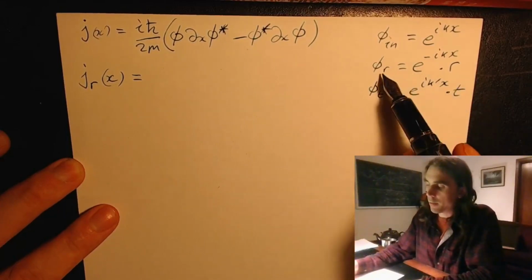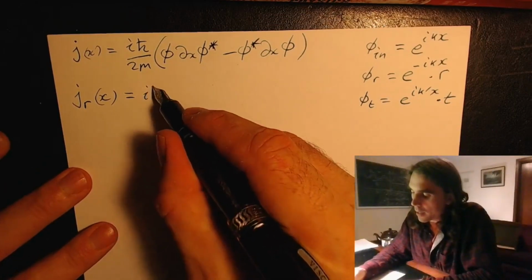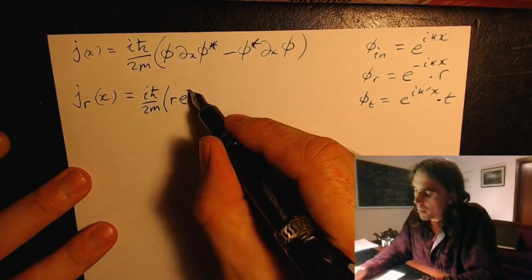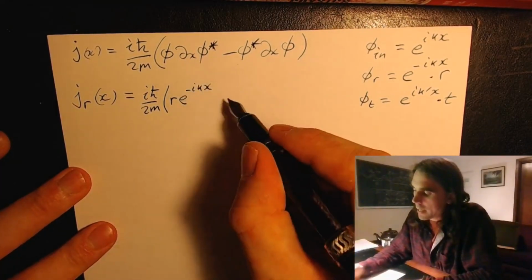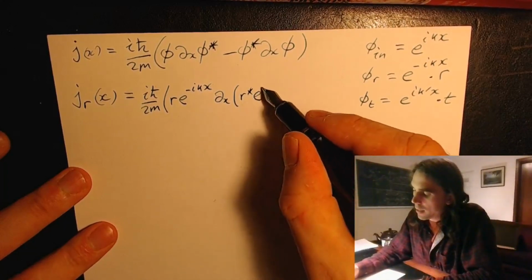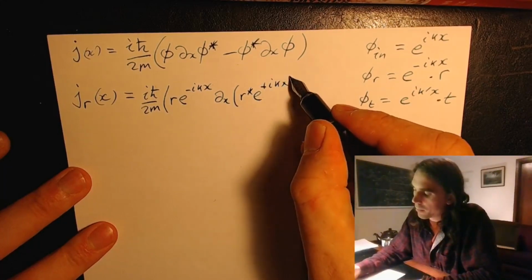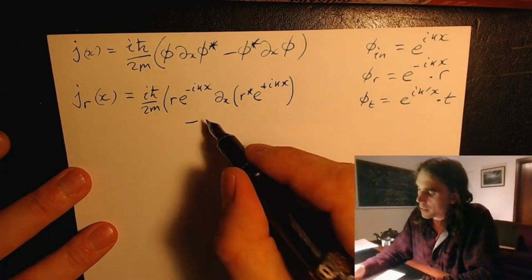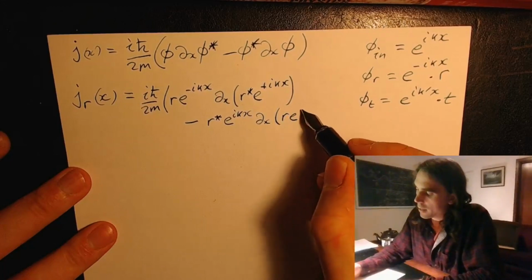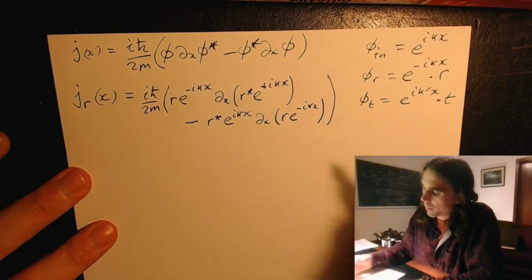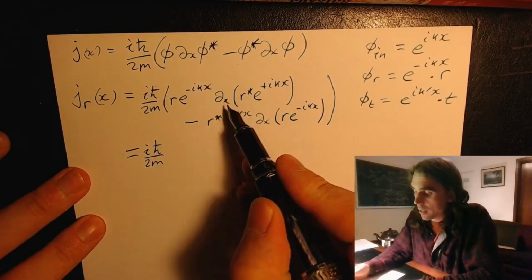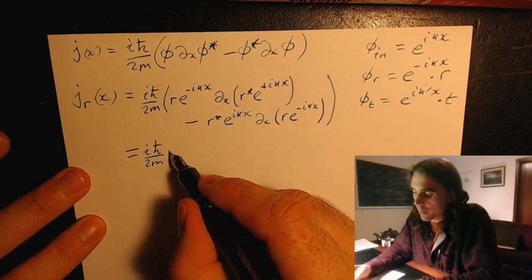So if we stick phi r into here, we find i h bar over 2m out the front. To write it out in full for the first one, I have r e to the minus i k x, d by dx of phi star, so phi star is r star e to the plus i k x, minus phi star, which is r star e to the i k x, d by dx of r e to the minus i k x, and this equals i h bar over 2m. The r is constant, so the derivative doesn't change it, and that's true for both cases, so we're going to have a modulus r squared out the front here.